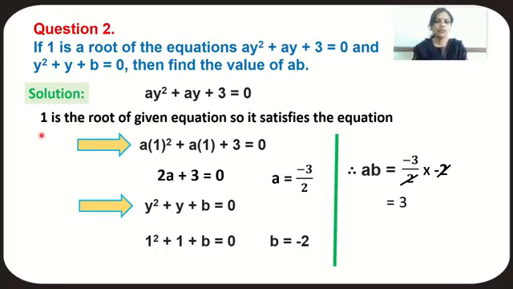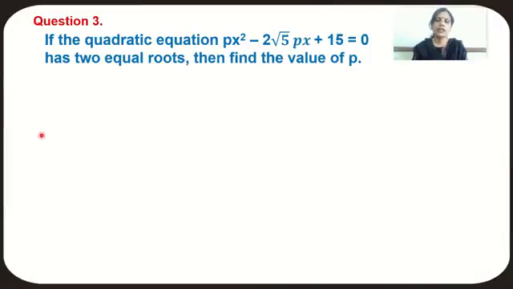Okay, let's move to the next sum. Look at the sum. If the quadratic equation px square minus 2 root 5 px plus 15 is equal to 0 has two equal roots, then find the value of p. Can you recollect, children? Two equal roots means what is the condition for the discriminant? Two equal roots means the discriminant must be 0. So first we need to find the discriminant and equate it to 0, and we will get the value of p.